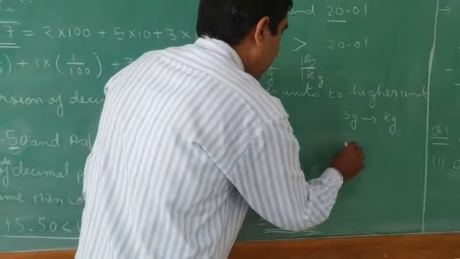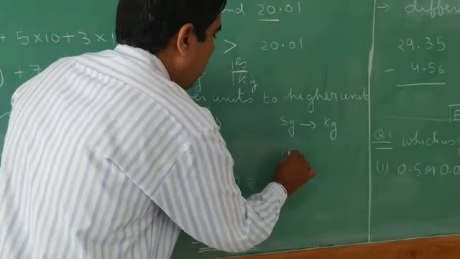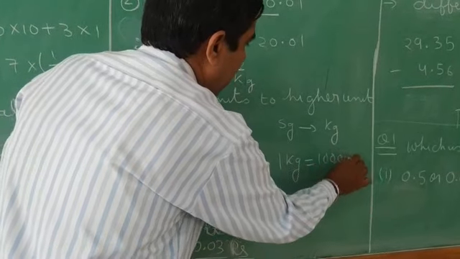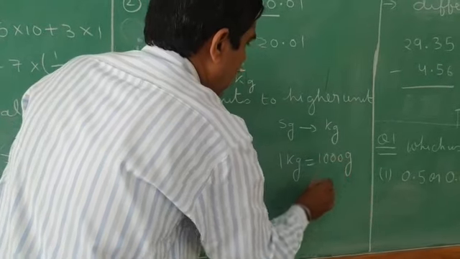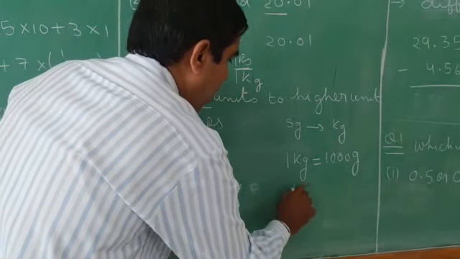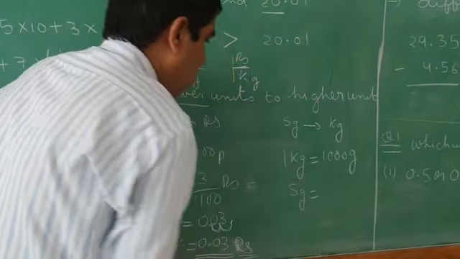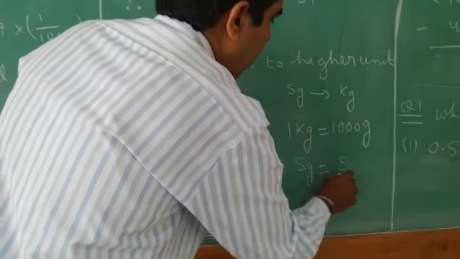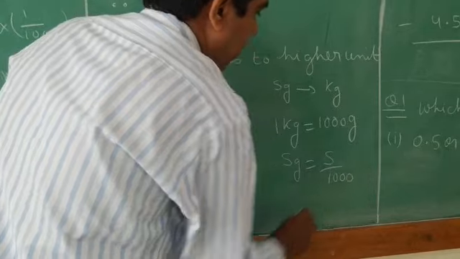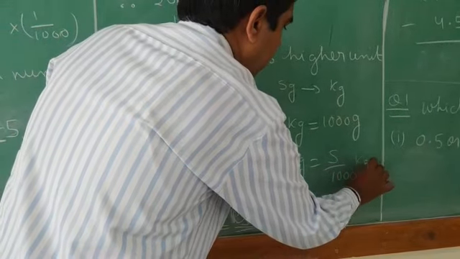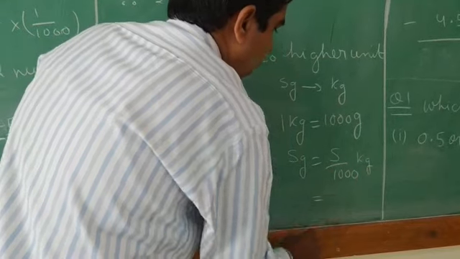Now in the same way I will do it here. You can see 1 kg is equal to how many grams? 1000 grams. So 5 grams I want to convert into kg. So I will divide by 1000, so 5 by 1000. You will write the unit here as kg.